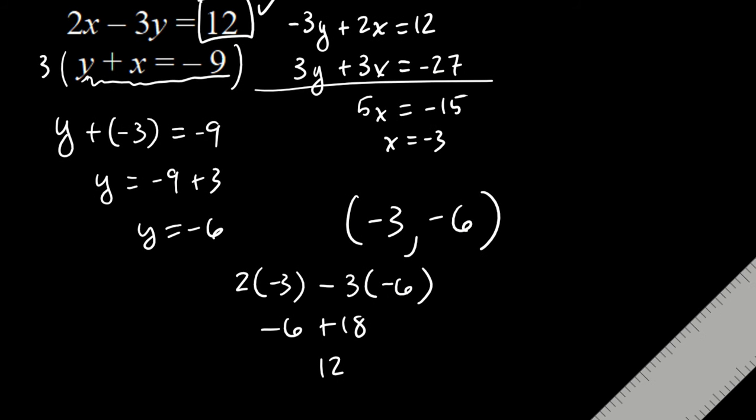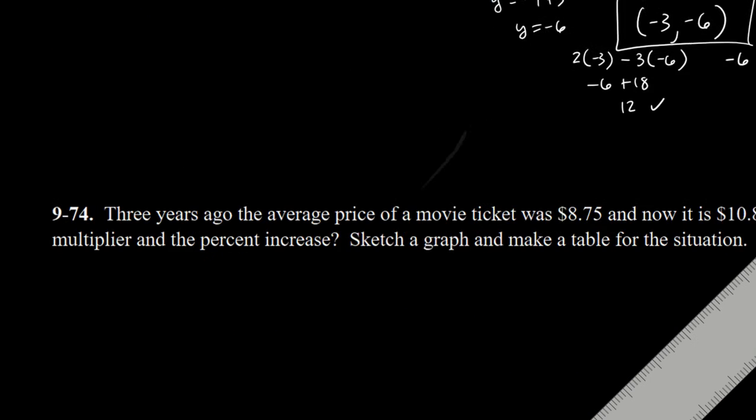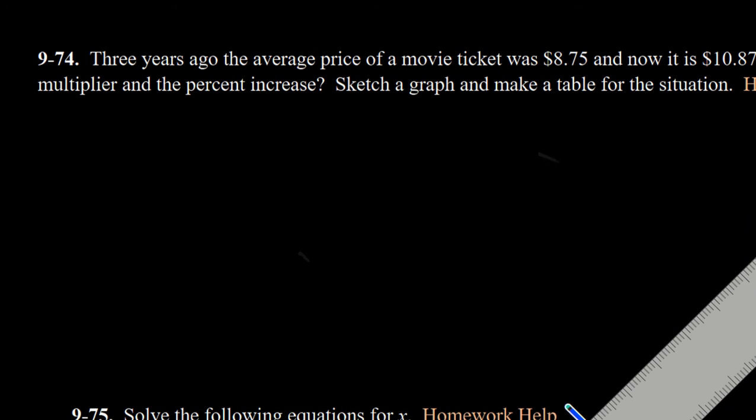And then let's check in the second equation. Oh, I could do that. Look at it. It says add your y value, which is negative 6, plus your x value, which was negative 3. And when I combine those, I get negative 9, right? Which is exactly what it was supposed to be. So this point, x is negative 3, y is negative 6, is the solution to that system. Let's move on to question 74.